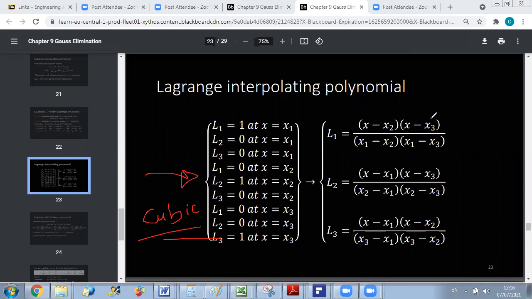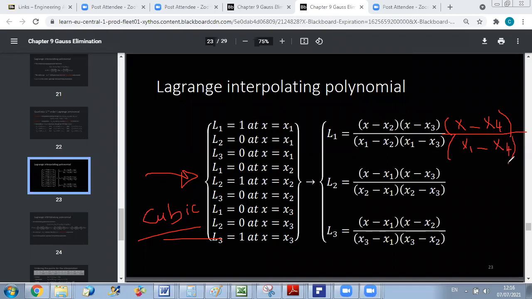It will have everything except x1. Okay, so for L1, what should I add here? x minus x4. Yes, very good. So it's x minus x4 over x1 minus x4.